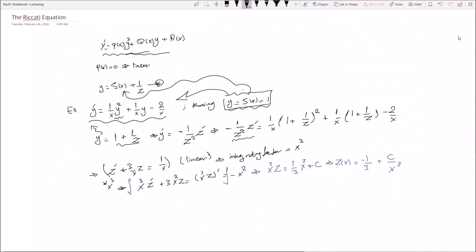So in this case, if we go back from z to y, we know that y equals 1 plus 1 over z. We can find y of x, which is the second solution of the Riccati equation: y of x equals 1 plus 1 over z of x, the form we mentioned previously, which equals 1 plus 1 over minus 1 over 3 plus c over x cubed.